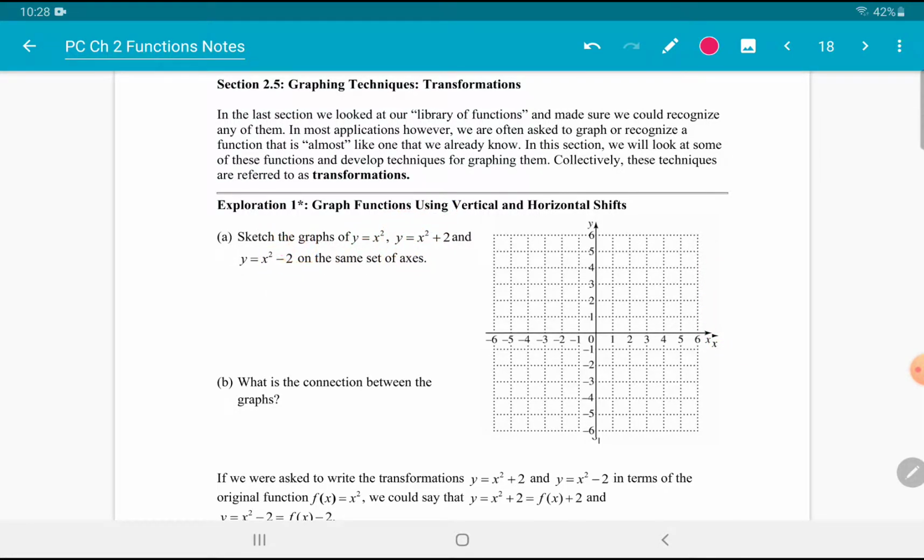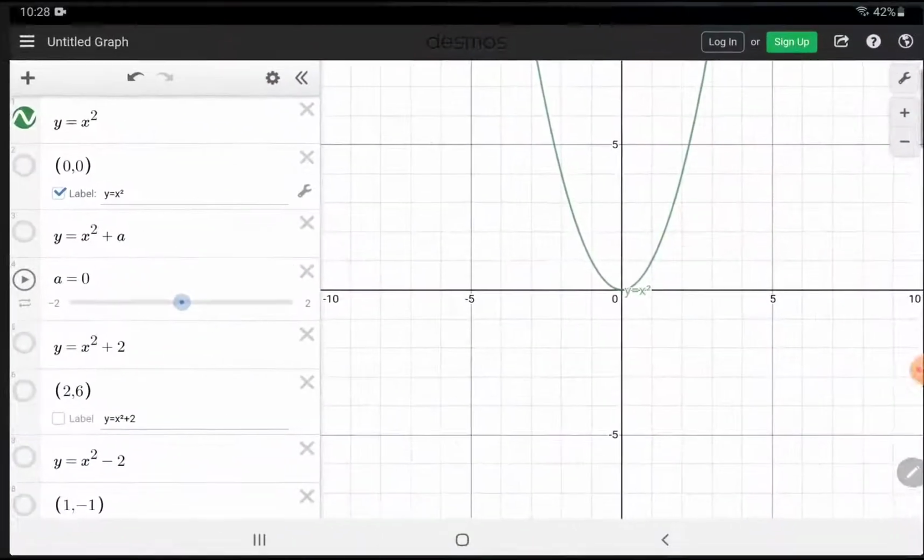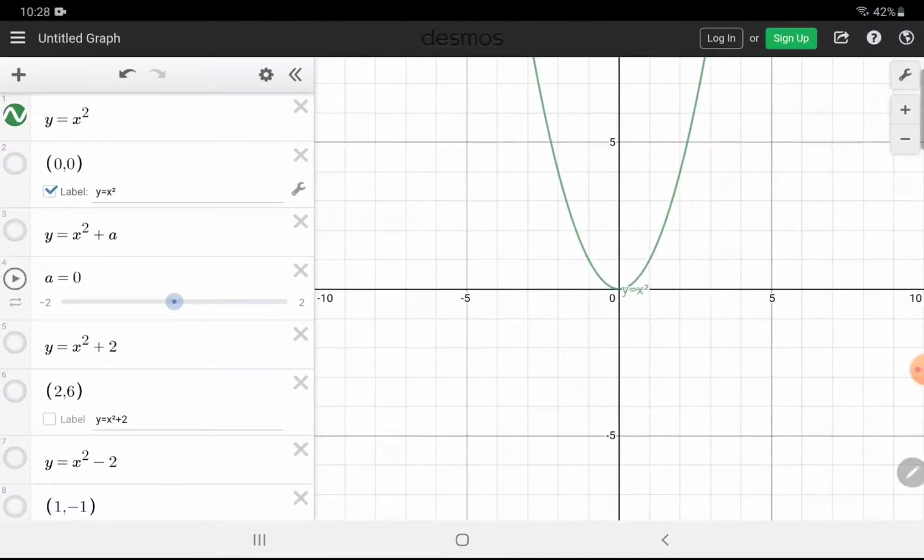Let's examine their graphs. As we take a look at the parent function y equals x squared, you'll notice here is our parabola. And what we're going to now do is move this parabola based on that plus a. That a value can change. You'll notice that as that a value gets more and more positive, the parabola is getting higher and higher. It's going up, basically. As that a value becomes more negative, you'll see that the parabola is actually going down.